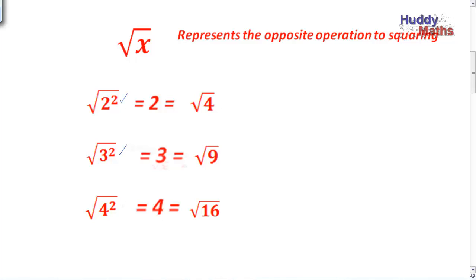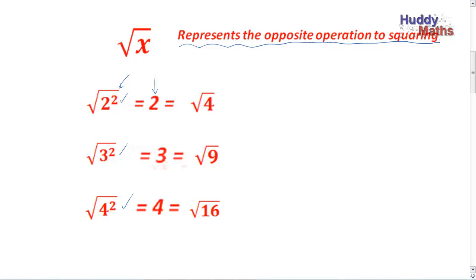2 squared, 3 squared, 4 squared. And if you take the square root of it, let's have a look at what it says, you're going to get the number back again. So the square root of x represents the opposite operation to squaring. It undoes the squaring, if you like.